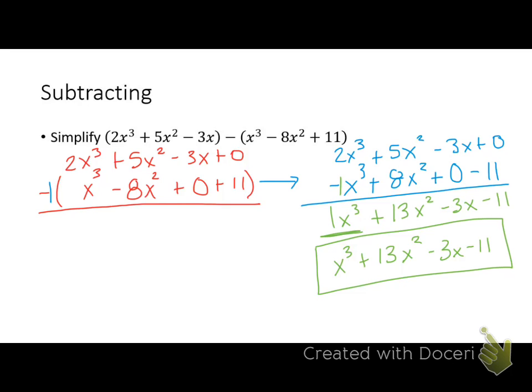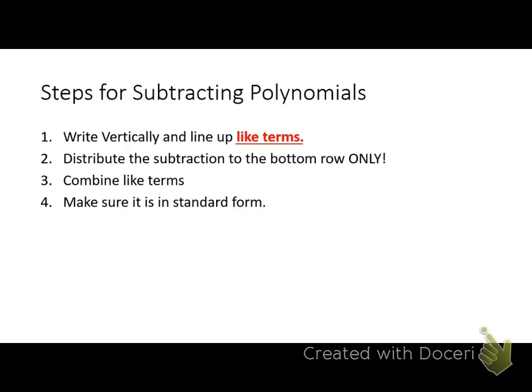So let's go ahead and do some more. Here are your steps for subtracting them. The only new step is to make sure you distribute that subtraction to the bottom row only. Other than that, it's just like adding. This one only has the one new step to go with it. So take a moment and write down the steps.